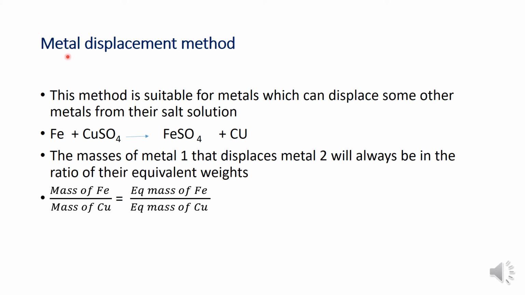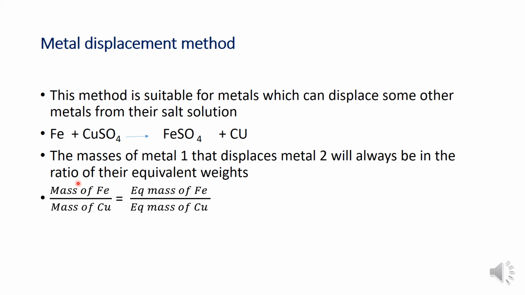Now one more method is there, the metal displacement method. So we know that active metals can displace other metals from their salts. So from copper sulfate, iron displaces copper and sits in its place, and copper is separated. Okay. So here we must understand that when metals displace each other, they react in the ratio of their equivalent masses. So whatever masses of iron and copper displace each other will be in the ratio of their equivalent masses. So if we know the equivalent mass of one metal, we can know the equivalent mass of the other one. So this formula we use when one metal displaces another metal.